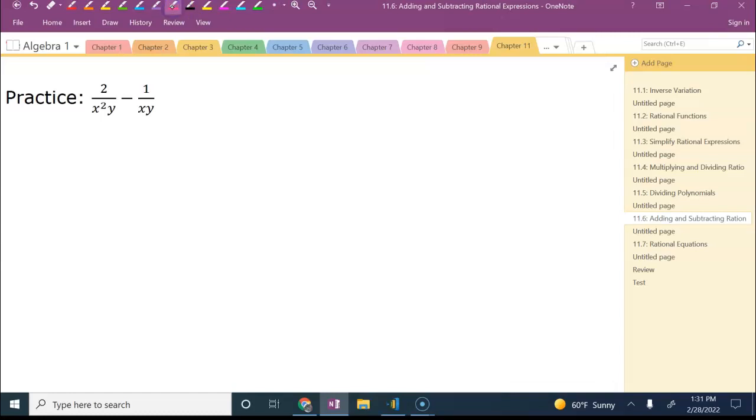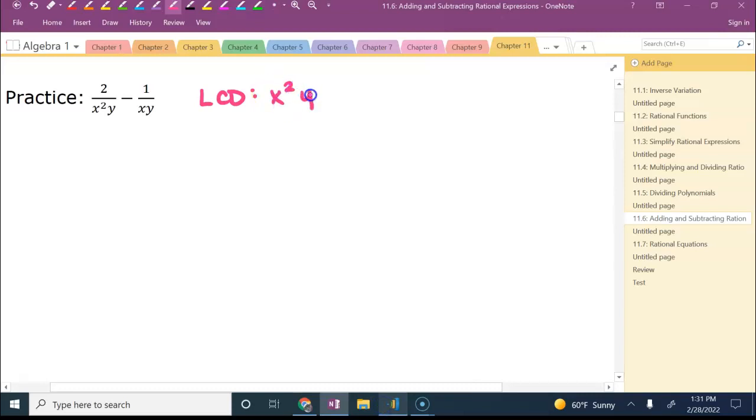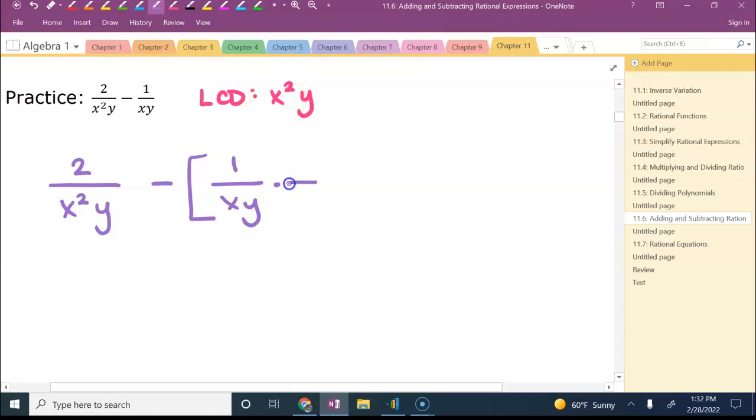So first thing you need to do is identify your least common denominator. So for this one, the LCD is going to be x squared y, which the first fraction already had, so you really don't need to do anything to the first fraction. But we do need to change our second one just a little bit. We're missing the x squared, so we need to multiply by an x on the top and on the bottom to get that to show up.